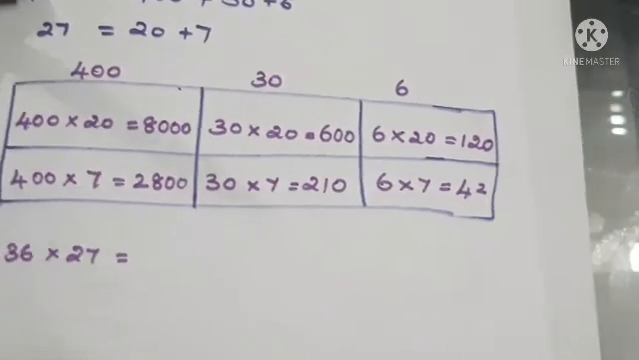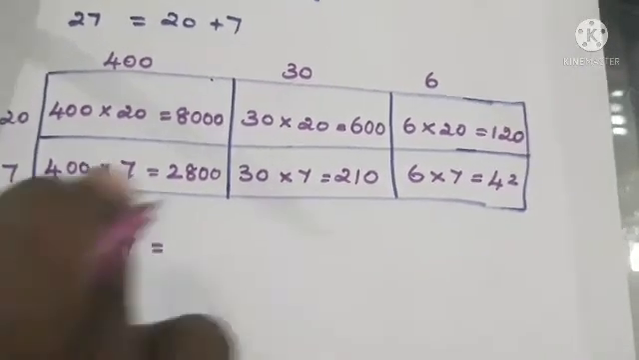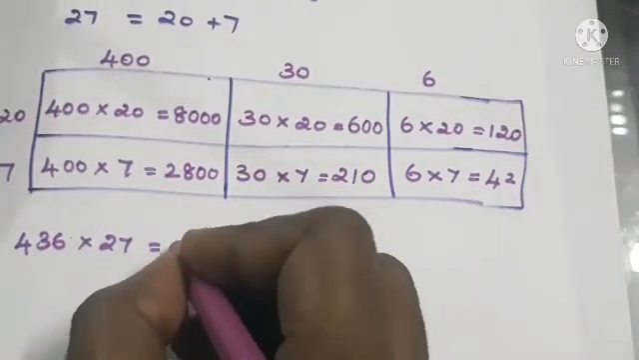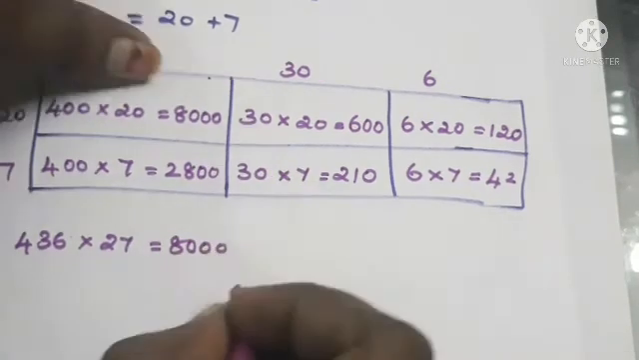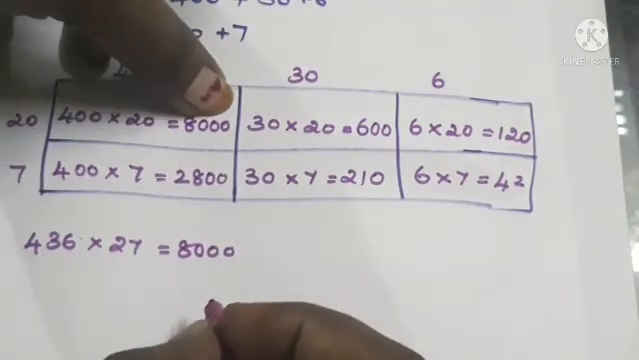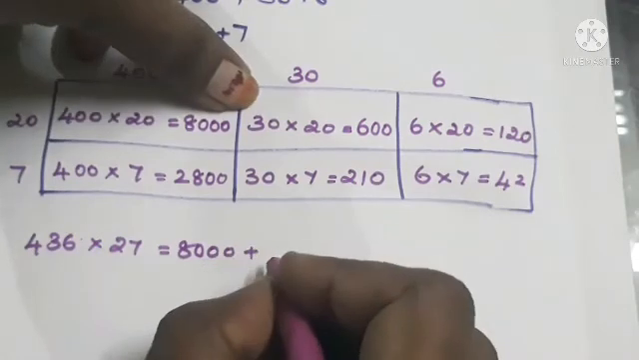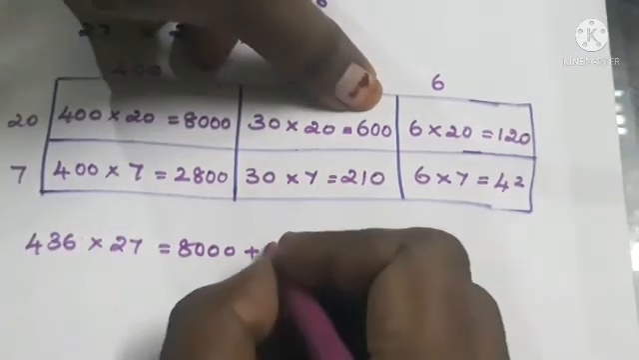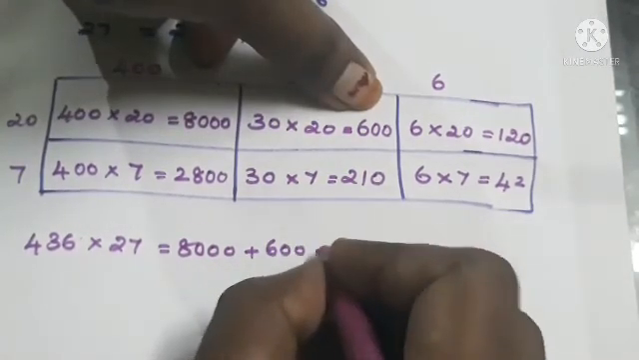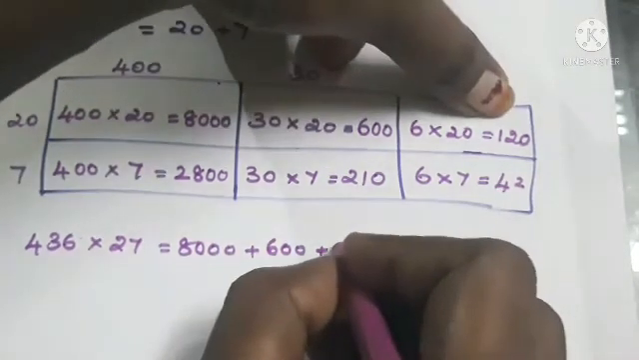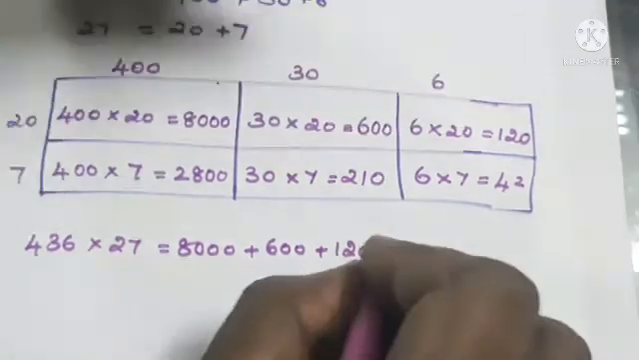What are the products we get from this multiplication? Yes, we got 800. So we can write the first number, that is 800. Only write the product. Okay, 800 plus the next product is what? Yes, 600 is our product. So we can write 600 plus the next product, 120. Then plus, come to the next box.